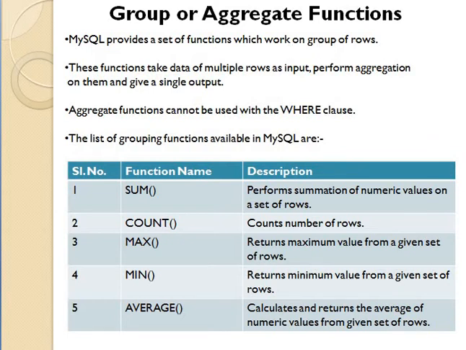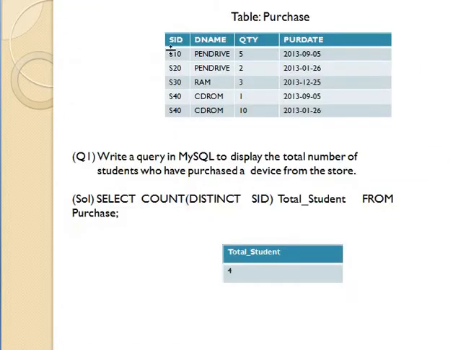But till now we have been discussing those functions in MySQL which take data of a single row as input and produce a given output based on the values of that row. Considering this highlighted section as a row, MySQL functions can take data of this row as inputs, such as the value S10 for SID, pendrive for dname, 5 for QTY, and the date 2013-9-5 for the column PUR date, and then produce an output based on the values of this row.